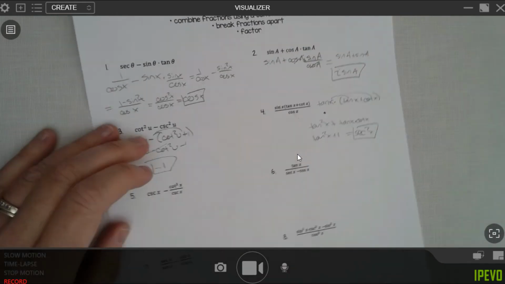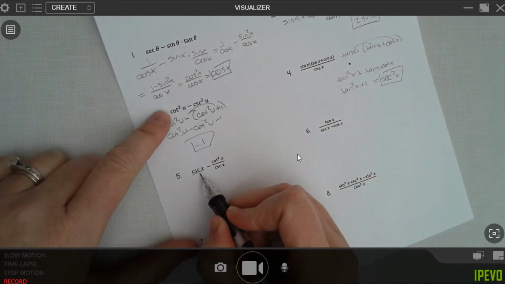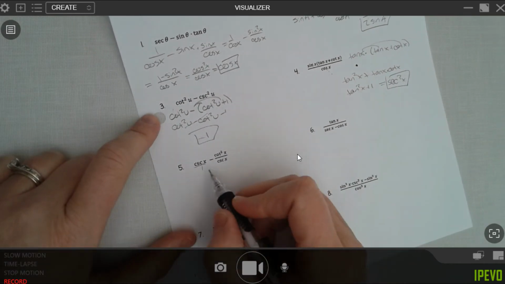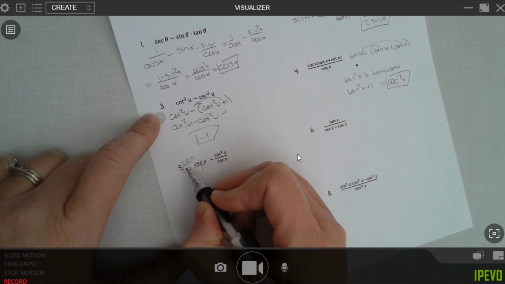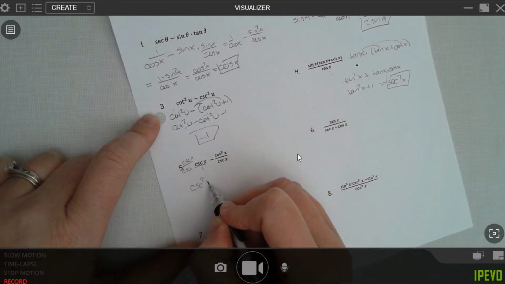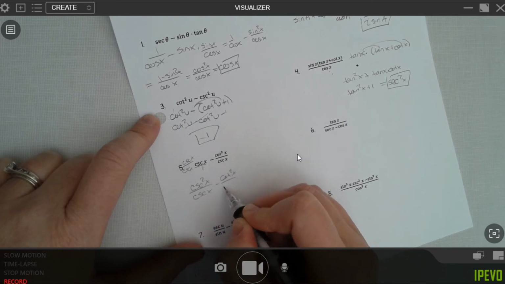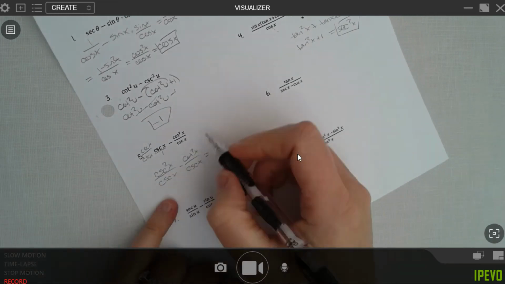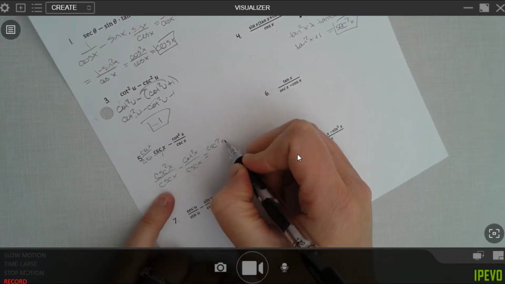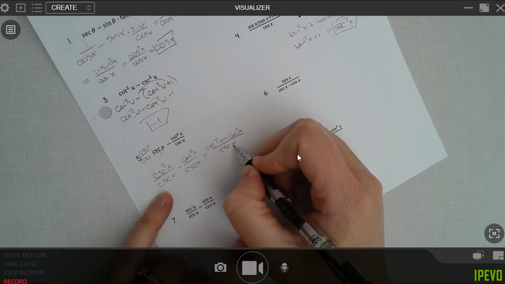So number 5 here. This one is a fraction, this one's not, so I'm going to make them both fractions. Common denominator: multiply by cosecant x over cosecant of x. So cosecant squared of x over cosecant of x minus cotangent squared of x over cosecant of x. The bottoms are the same, so you can subtract the tops. So I get cosecant squared x minus cotangent squared of x over cosecant of x.